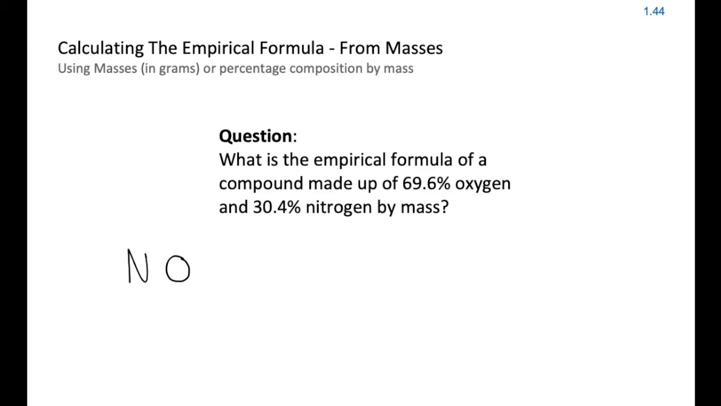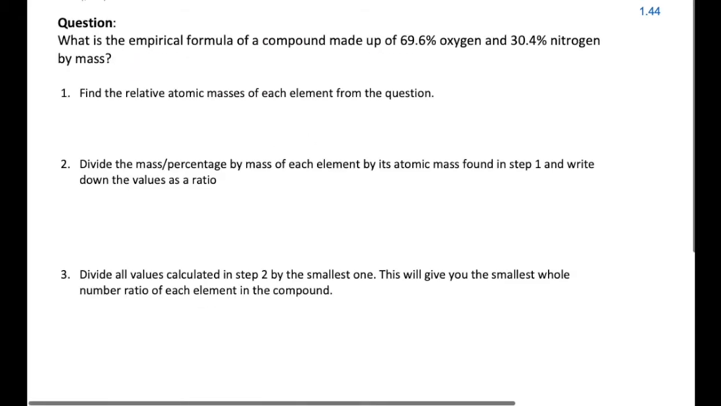So with this information, how do we determine the empirical formula of the compound? Because at the moment, all we really know is that it's made up of these two elements, nitrogen and oxygen. So the first thing we need to do is find the relative atomic masses of the elements that we're dealing with. In this case, nitrogen and oxygen. This is very easy. All we need to do is look at the periodic table. Nitrogen has a relative atomic mass of 14, and oxygen has a relative atomic mass of 16.